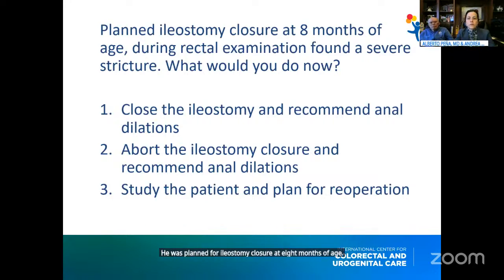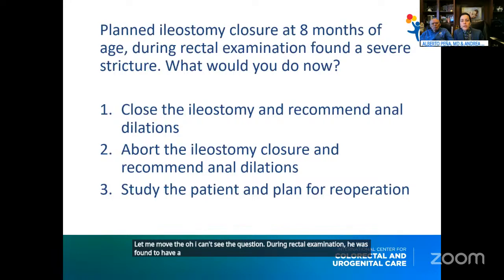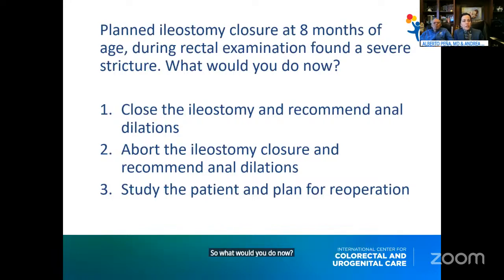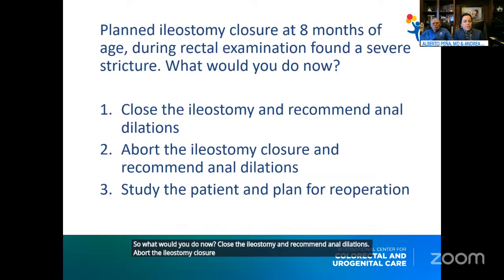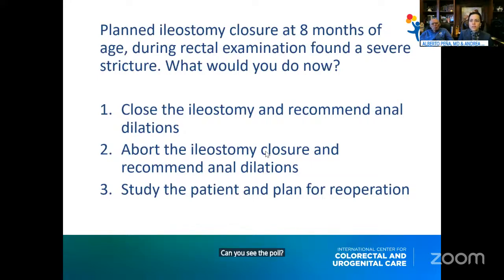Let me move the, oh, I can't see the question. During rectal examination, he was found to have a severe stricture. So what would you do now? Close the ileostomy and recommend anal dilations, abort the ileostomy closure and recommend anal dilations, or study the patient and plan for reoperation. Can you see the poll? I don't know if I closed.